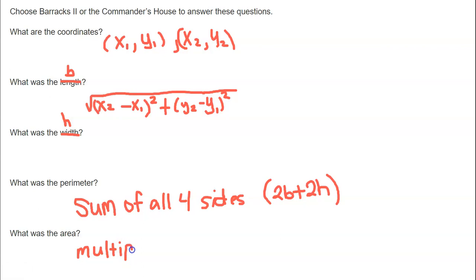And the formula for that looks like this: base times height. And that's going to give you the area.